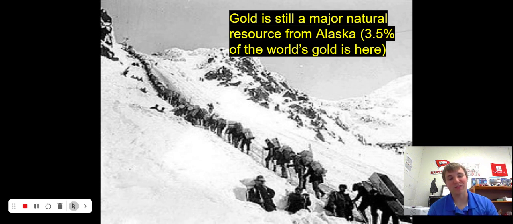So this leads to there being a significant amount of people to move into Alaska. Not a huge amount, right? I mean, Alaska doesn't have a ton of population today, but this is that initial magnet that attracted people there.